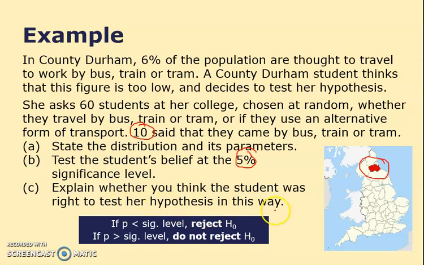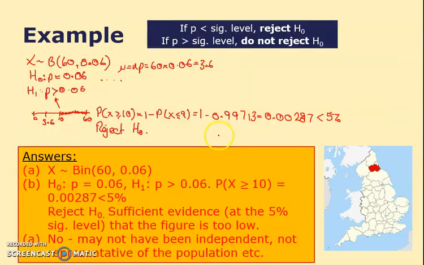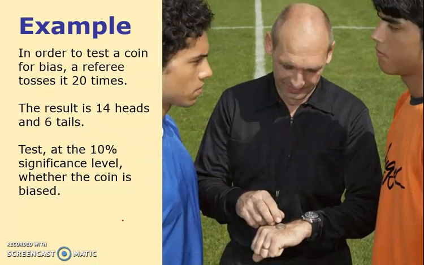Well, possibly not, because she may have just tested students at her college. I think yes, she did. And her students at her college probably aren't representative of the general population. And that's what I've written here. They may not be independent. They're probably not representative is probably the best way of describing it.